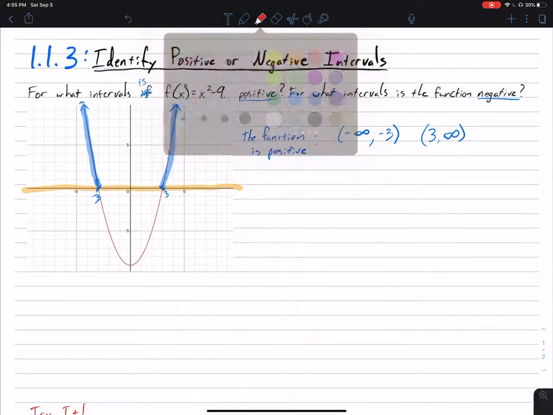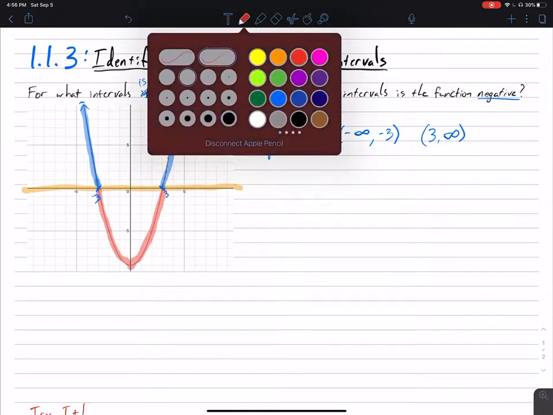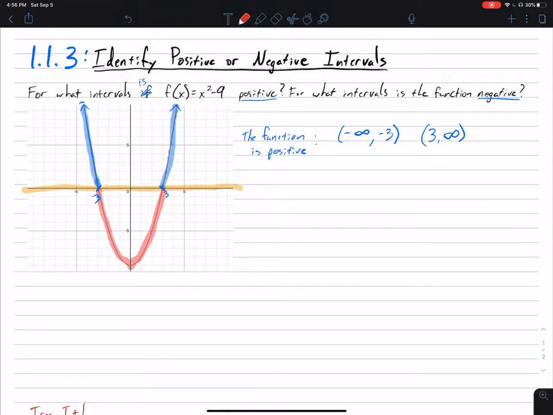Now what about being negative? This part of the graph, the curve of that parabola, is below the x-axis. So that's in the negative portion. And we're looking at the same thing. What are the minimum and the maximum for that number? So we're going to say that the function is negative from this point here to this point here. So negative 3 to positive 3.